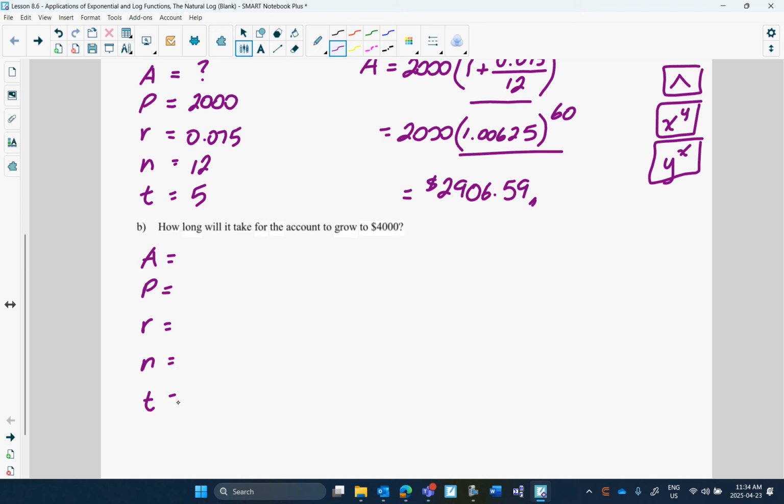Same formula. Reading the question, which one of these 5 letters is the unknown? P? It says how long? T. T is the unknown. What's the amount? Well, I'm told 4,000. The initial or the principal is still 2,000. The rate, interest rate as a decimal, is still 0.075, and interest is still calculated 12 times a year.